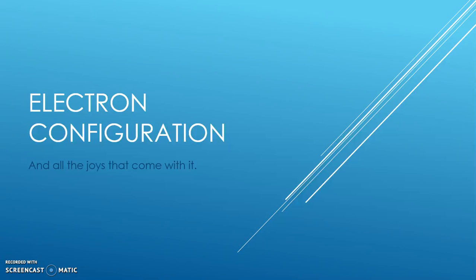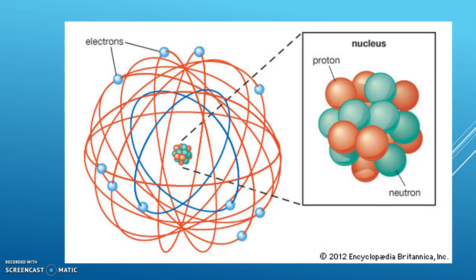Alright, we're going to talk about electron configuration. Let's do this. To start off with, we need to go back to about 1908 to 1913, and that is when our boy Rutherford was developing his idea of what an atom was.